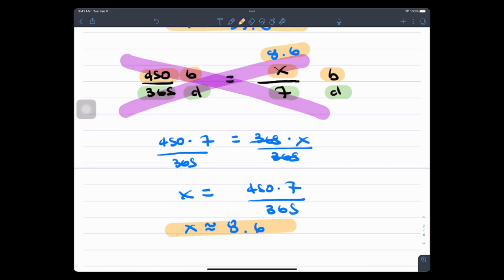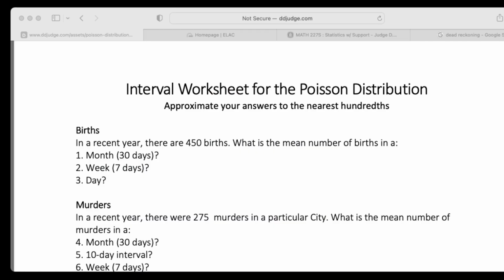All right, ladies and gentlemen, let's take a look here. What does it now say, number 3? Right, so you have to know how many births there are in a day. Well, go back. What's the original ratio? 450 births to 365 days now. And then they want to know how many births. That's X births in, what's the interval now? In a day.